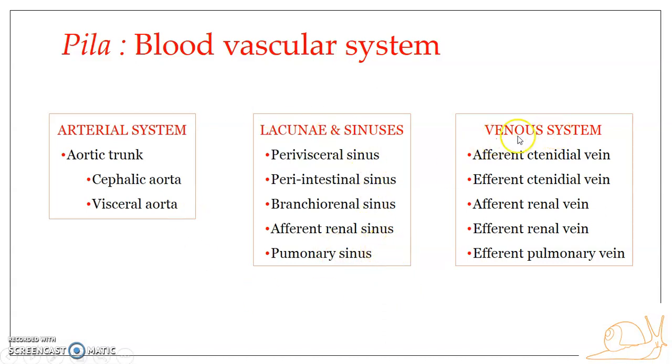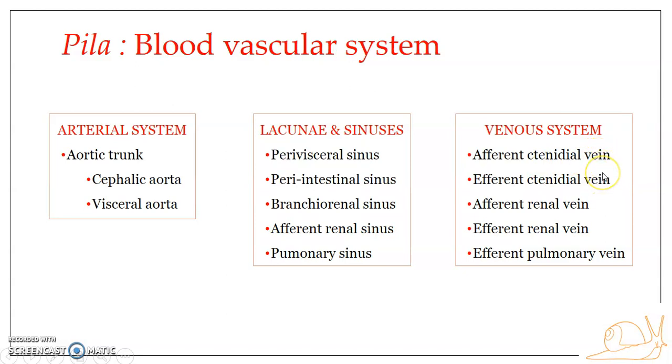Now, the venous system. As the name suggests, it includes those vessels which carry blood towards the heart from various parts of the body. Blood from different parts of the body and also from these sinuses gets collected by various venules, the smaller vessels, and these venules join together to form the larger veins.